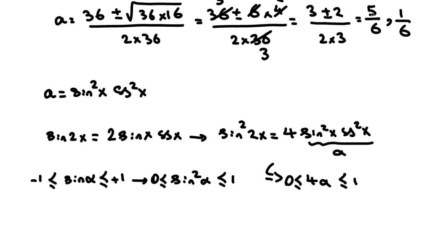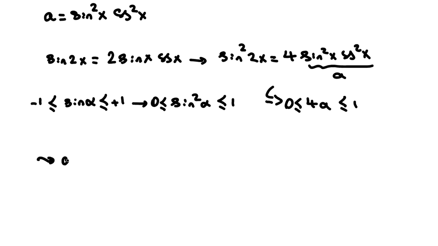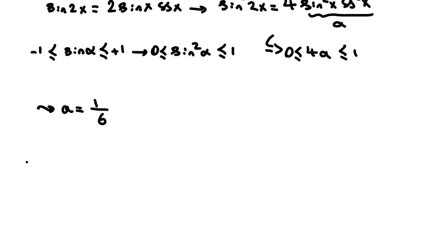Now, if a is 5 over 6, 4 times 5 over 6 is 20 over 6. It will be greater than 1. So only 1 over 6 is acceptable. So a equal to 1 over 6. Now, we want to find what? S12. S12 is what? Again, we use the same thing. Sine 12x plus cos 12x.